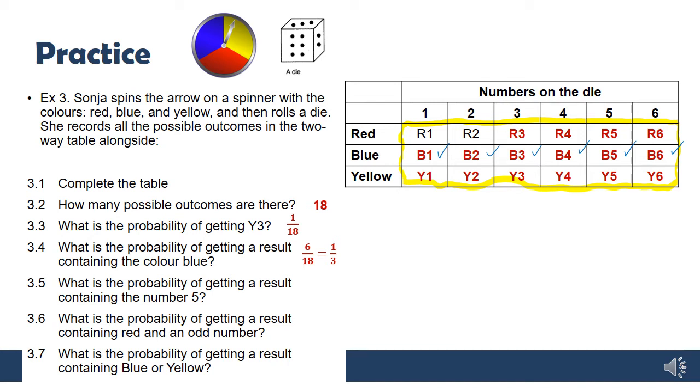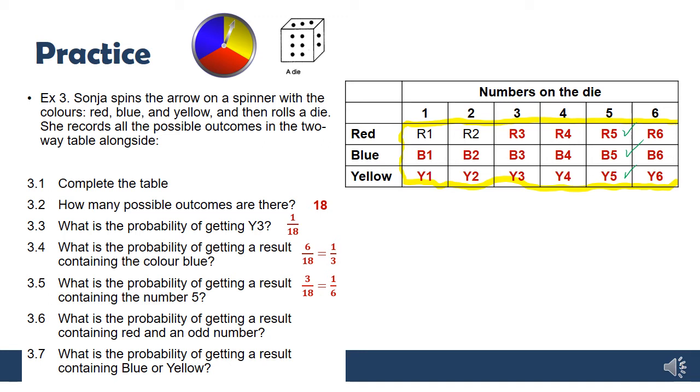The probability of getting a result containing the number 5. So delete these tick marks. All right, so the number 5 is seen. Oops. Okay. So let me do my ticks. The number 5 is in 3 possible outcomes, so we can see the answer there, 3 out of 18, which simplifies to 1 over 6.